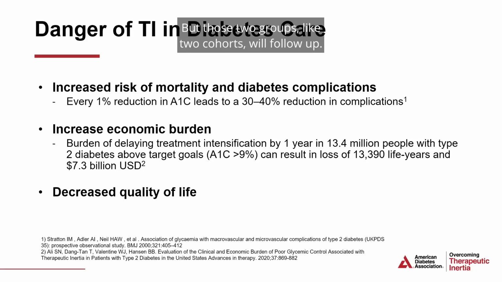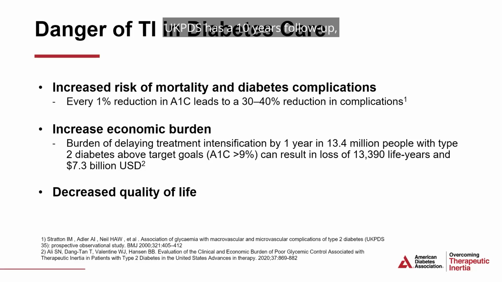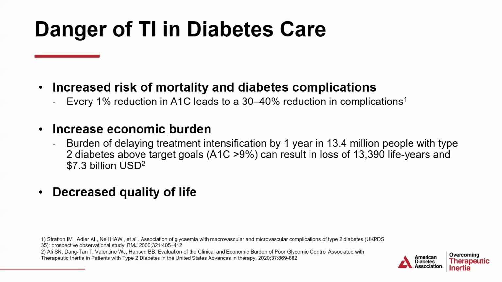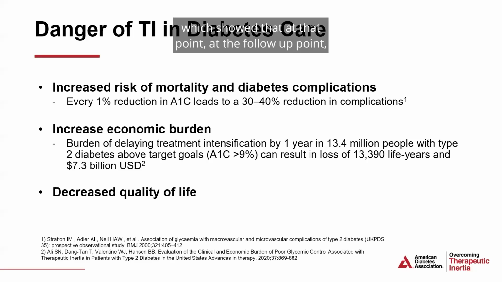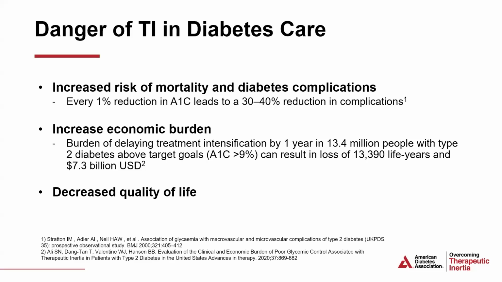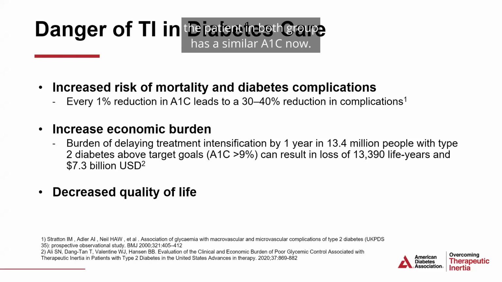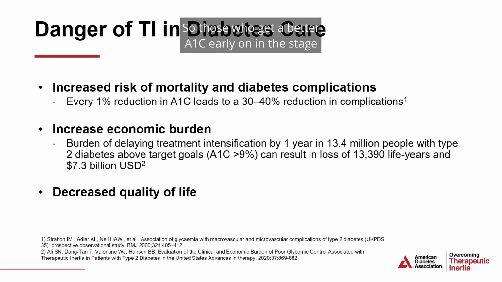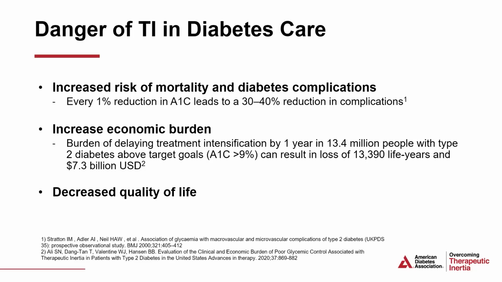But those two groups, like two cohorts, were followed up. And then after 10 years, UKPDS has a 10-year follow-up, DCCT has an extension, and the VA study also has 10 years, the study showed that at the follow-up point, the patients in both groups had a similar A1C now. So those who got a better A1C early on already had a very comparable A1C with the other group.